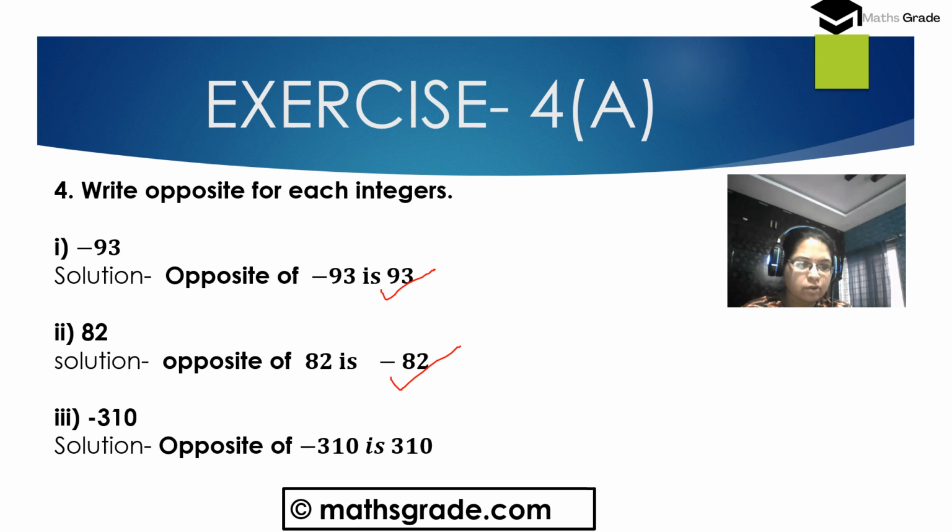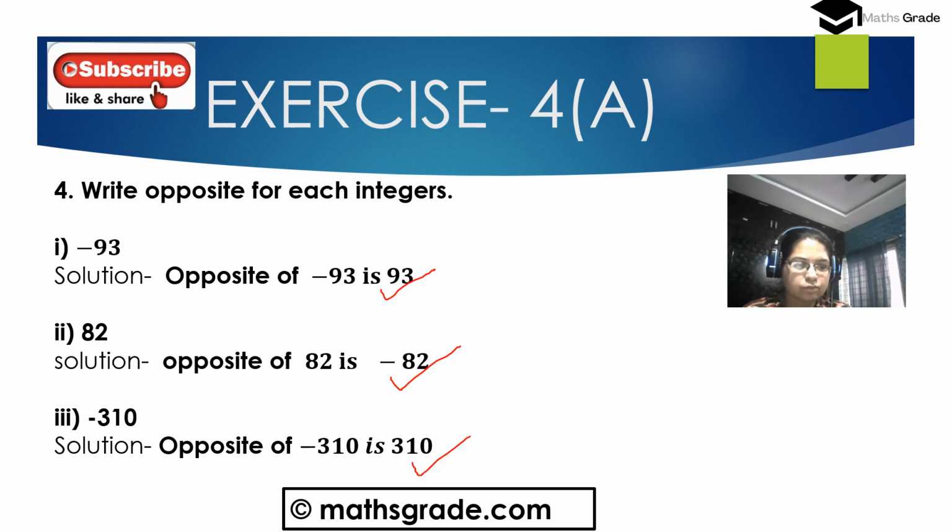Negative integer, minus 310. The opposite of minus 310 will be positive 310. Minus 310 is a negative integer, so the opposite of a negative integer is a positive integer. So the opposite of minus 310 will be positive 310. So the opposite of a positive integer is a negative integer and the opposite of a negative integer is a positive integer.